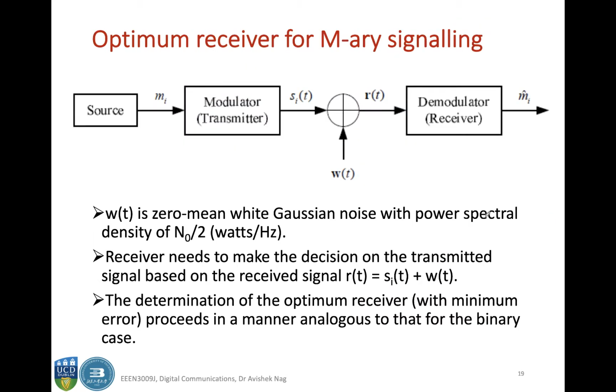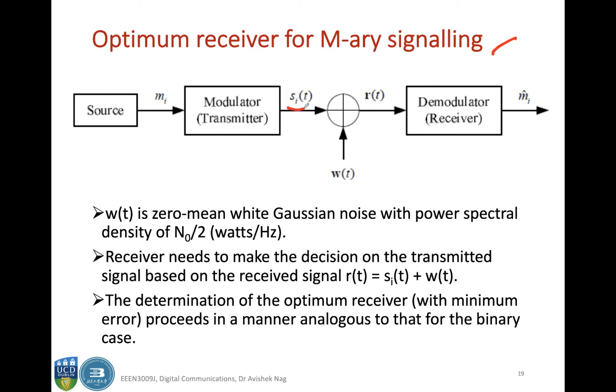So if we now extend this concept of MRE signaling to everything that we have learned so far for binary and for QPSK, which is a special case of M equal to 4, then you will see that the same concepts can be applied. So the optimum receiver for MRE signaling, nothing much changes.